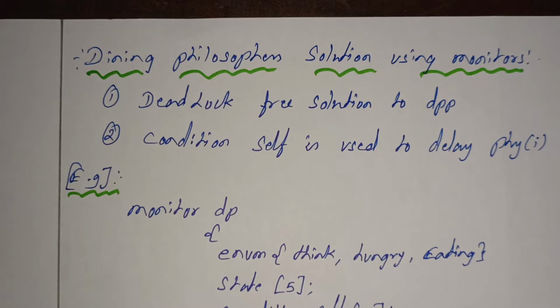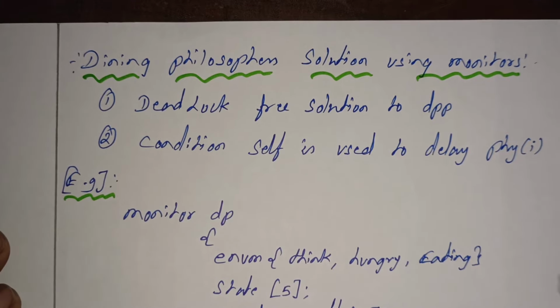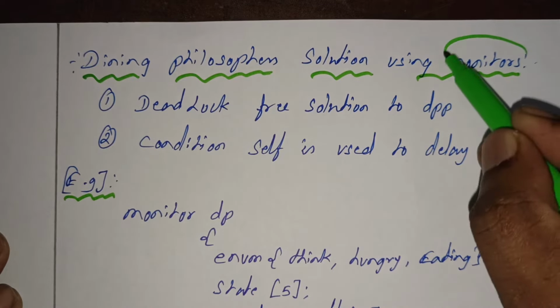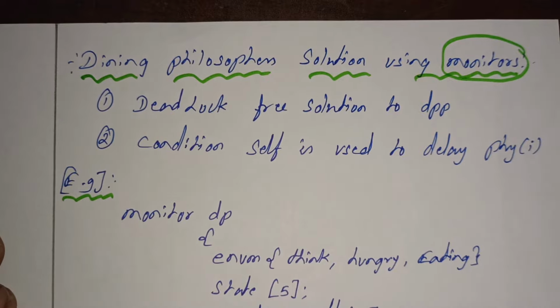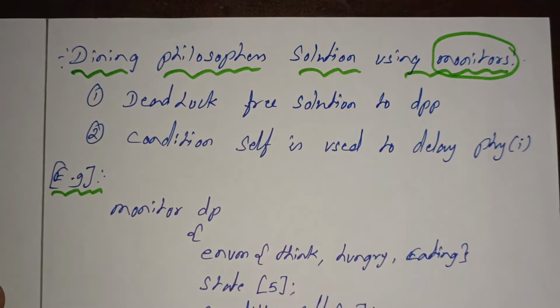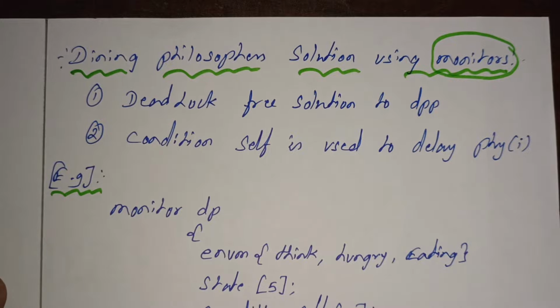Now I am going to explain to you all about the dining philosopher problem, and the solution here is made with monitors. This is the only difference. In the previous lecture I explained the basic principles of the dining philosopher problem and how this classical synchronization technique has been adopted. Here you can check the dining philosopher solution using monitors.